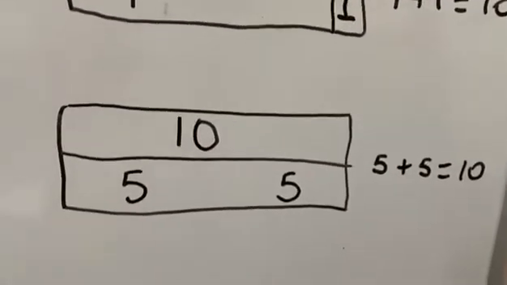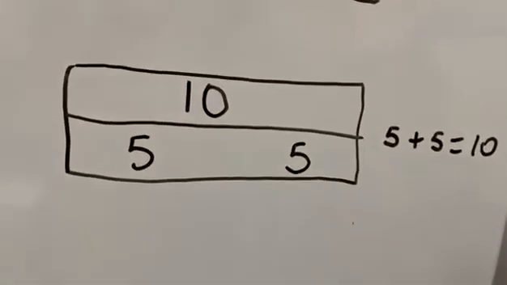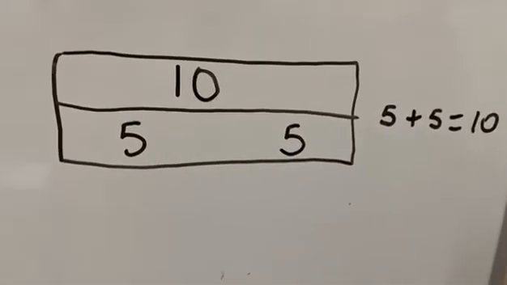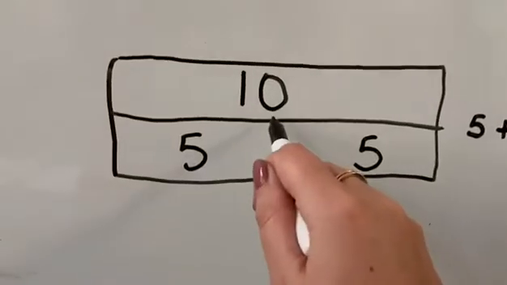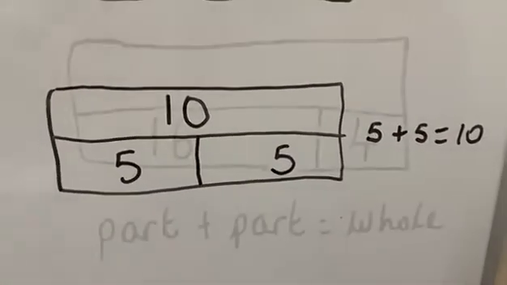And for my last one, I've got 5 plus 5 equals 10. Now that's a double. So have a think where this bar needs to go. I'm going to draw it exactly in the middle because I know that half of 10 is 5.